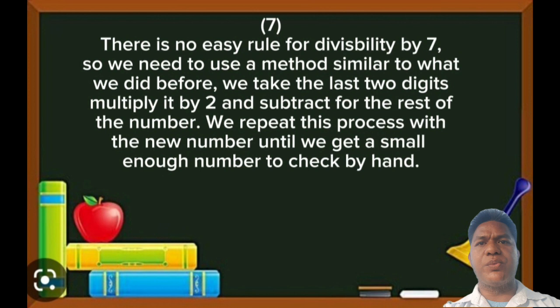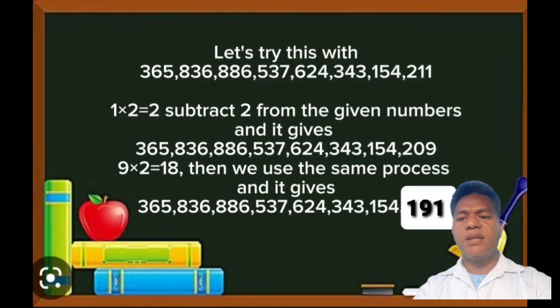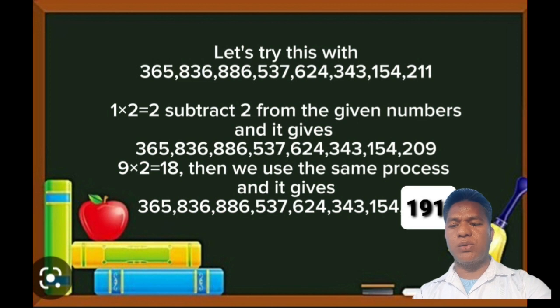There is no easy rule for divisibility by 7, so we need to use a method similar to what we did before. We take the last digit, multiply it by 2, and subtract it from the rest of the number. We repeat this process with the new number until we get a small enough number to check by hand. Let's try this with the given number. Since the last digit is 1, we multiply it by 2. So 1 times 2 is 2. Then subtract 2 from the given number.